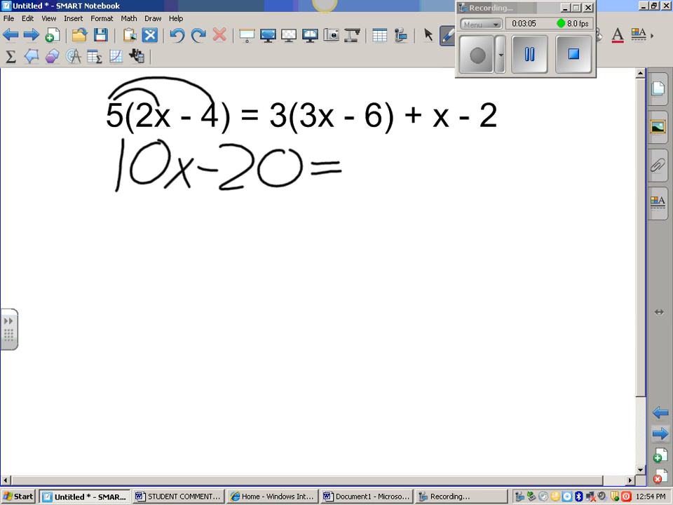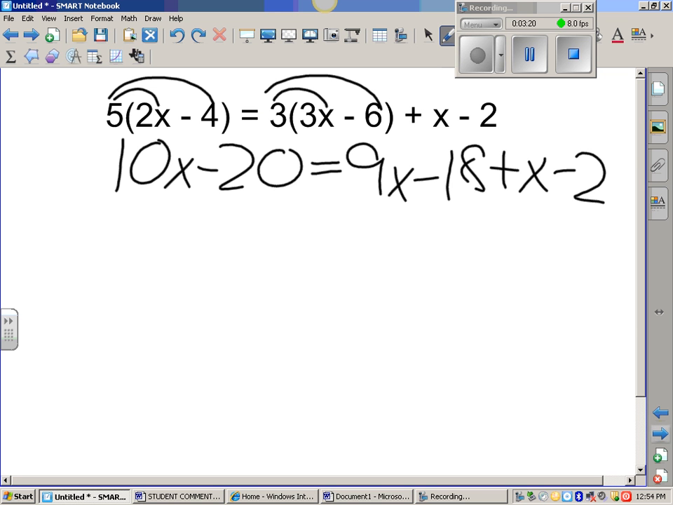Then you're gonna do the rainbow again. 9x minus 18 plus x minus 2. Nice job. And then 10x minus 20. Why can't you combine those, Roman? They're opposite. They're not like terms, right? Yeah, like terms. Nice.